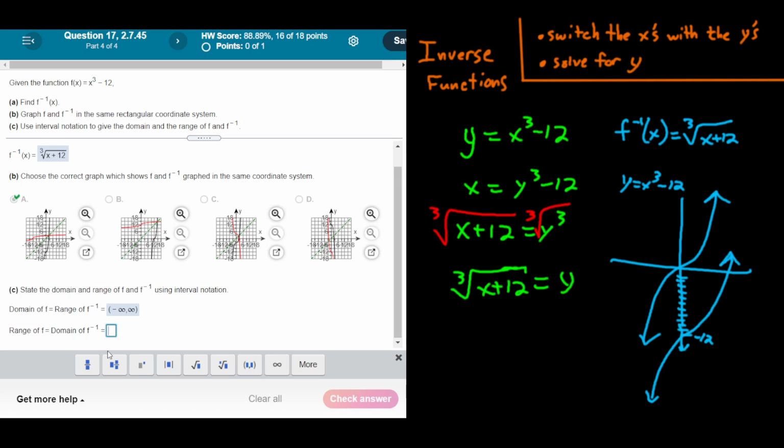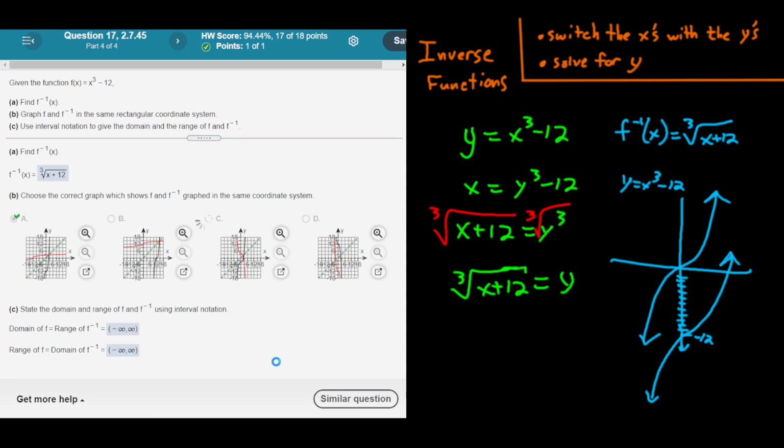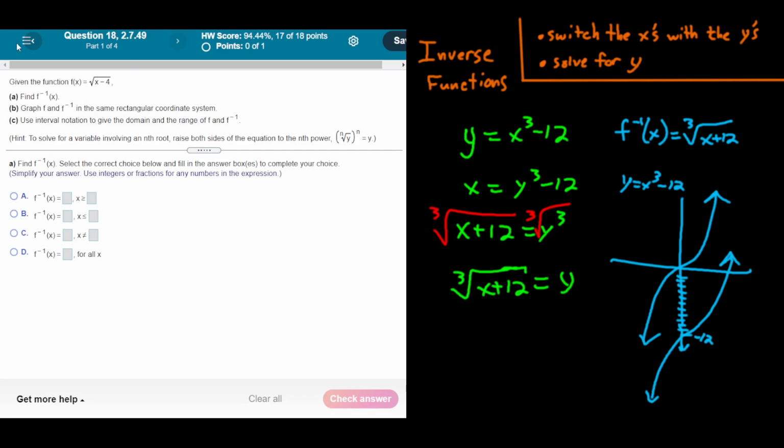Same thing for this one. Fantastic. Okay, looks like what do we have? Only one more? We're soon going to find out. Okay, so given the function f of x is equal to the square root of x minus 4, they want us to find the inverse, graph it up, and give the domain and range. So they weren't nice enough, they didn't give us the domain and range last time. And look, they were even nice enough to give us a little hint.